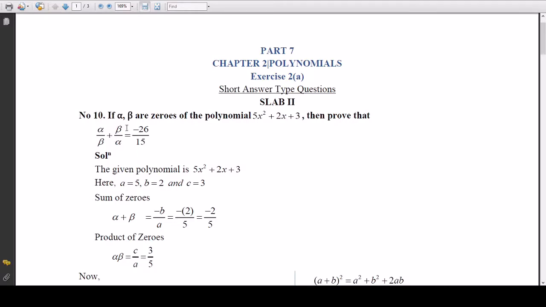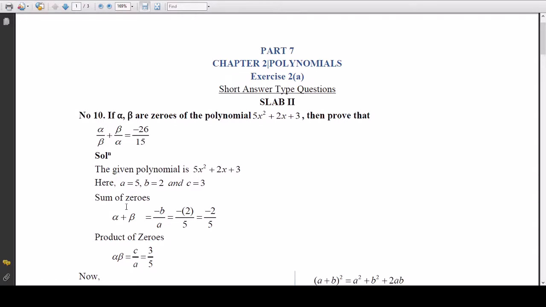alpha by beta plus beta by alpha is equal to minus 26 by 15 for alpha and beta being the zeros of the given polynomial. Okay, here the polynomial is 5x squared plus 2x plus 3. What is A? A is 5. What is B? B is 2. What is C? C is 3.